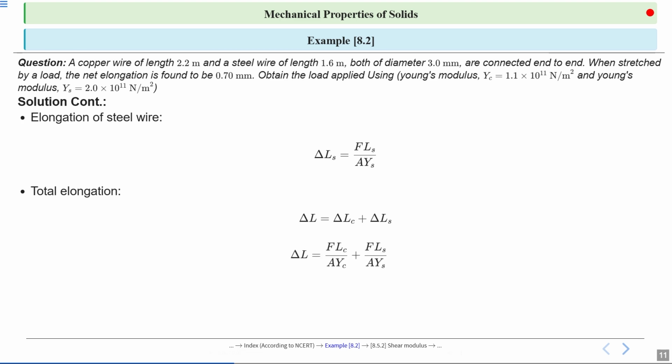So just put the values. So delta L equals FLC divided by AYC plus FLS divided by AYS. This step combines both wires' contributions to the total stretch. So here we have factored out F over A from both terms, giving us delta L is equal to F by A into LC divided by YC plus LS divided by YS. Alright, this makes it easier to solve for force F, since all the other values are known or can be calculated.